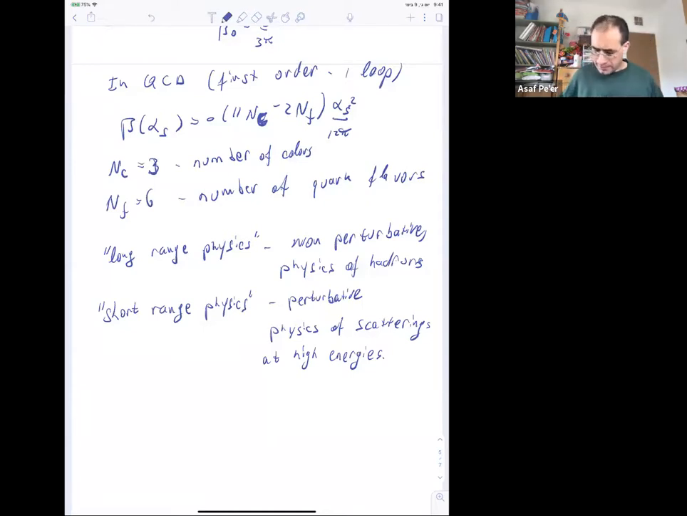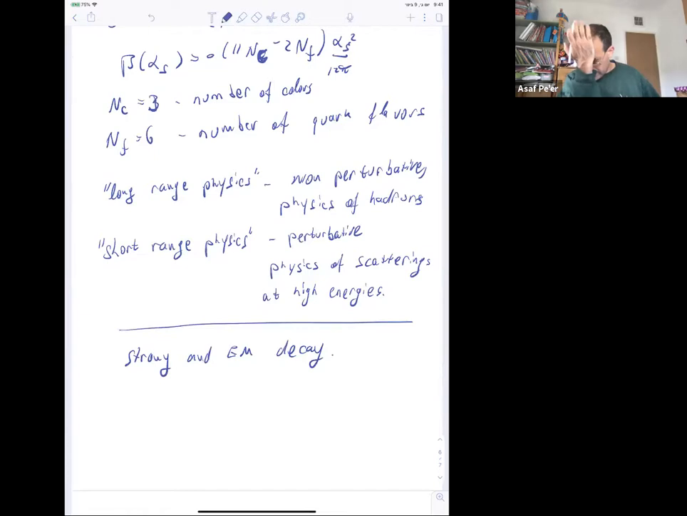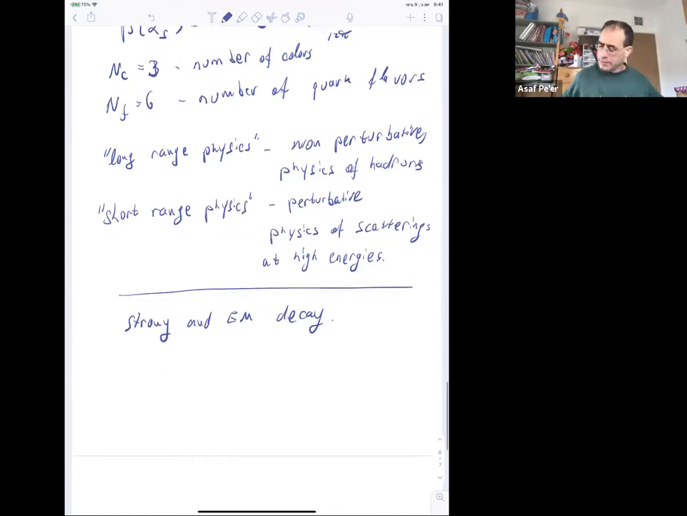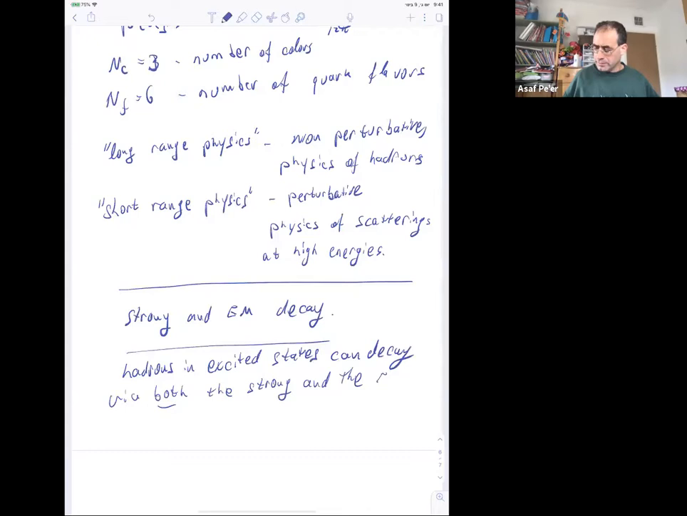Okay, and the last thing I want to say about that is the decay via the strong and EM interactions. As opposed to the fundamental fermions and the hadrons in the ground state, hadrons in excited states can decay via both the strong and electromagnetic interactions, right? Because both of them conserve the flavor.